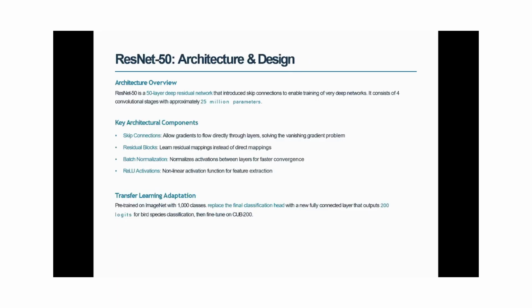Next is ResNet 50 as the architecture and design. ResNet 50 is a 50-layer deep residual network. Its residual blocks and skip connections help train very deep models by easing the flow of gradients. For this project, I load an ImageNet pre-trained ResNet 50 from the timm library and replace the final fully connected layer with a new layer that outputs 200 classes. In the initial phase of training, the backbone is frozen, so it acts as a feature extractor.